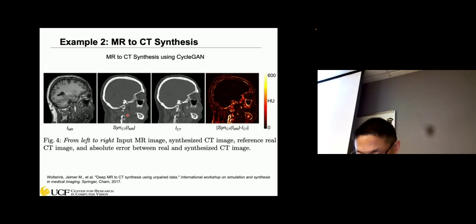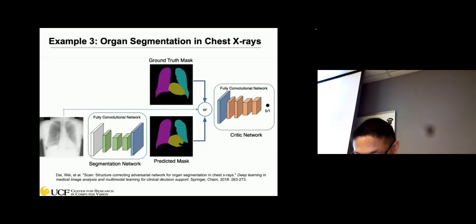So this is their result, right? Input is the MRI image, this is the synthesized CT, and this is the real CT, and they also show the difference map, which shows which part may not be reconstructed so well. So they analyze that by showing the difference map. So generation is one widely used application for the GAN network.